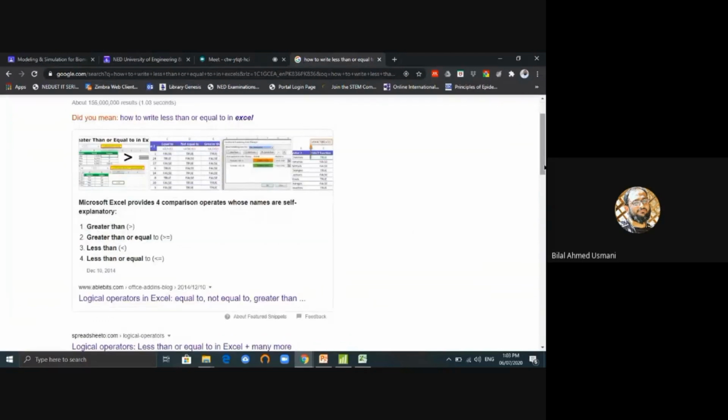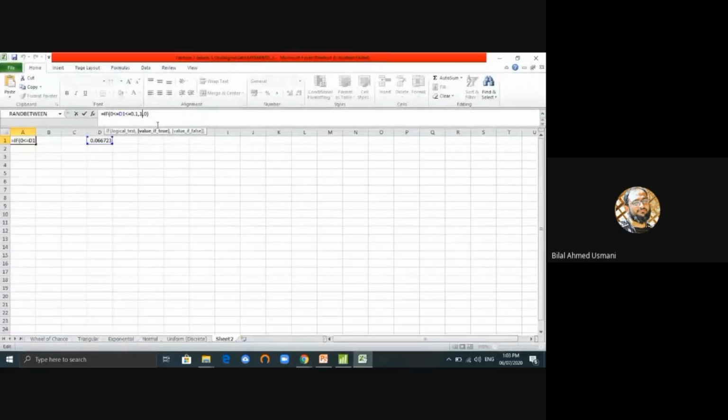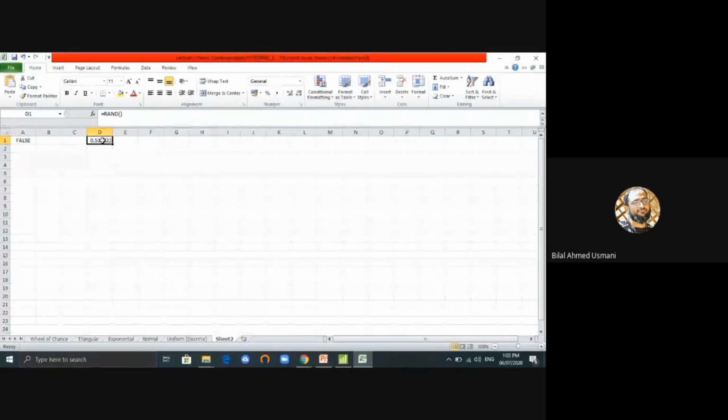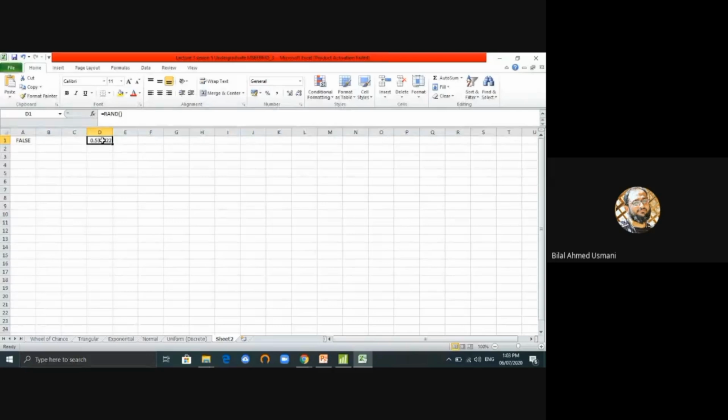This is greater than, this is greater than or equal to. So I was writing a logical operation. The value is false. Okay, so this is false because the random value was not between 0 and 0.1. Let's generate one more. So again, greater than that. I hope it is visible. Let me increase the size as well.